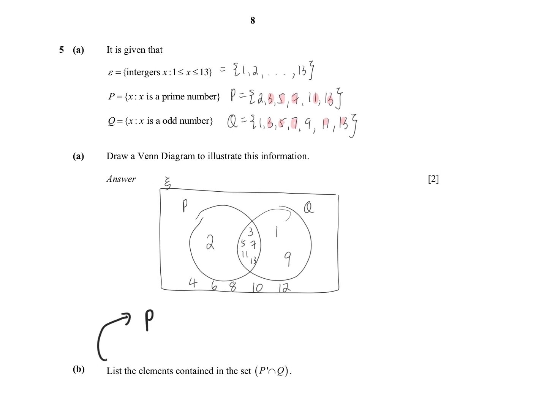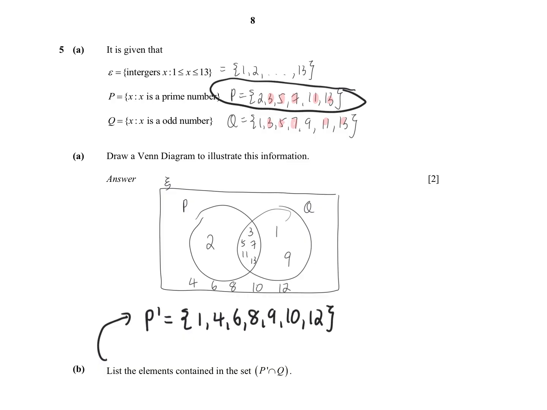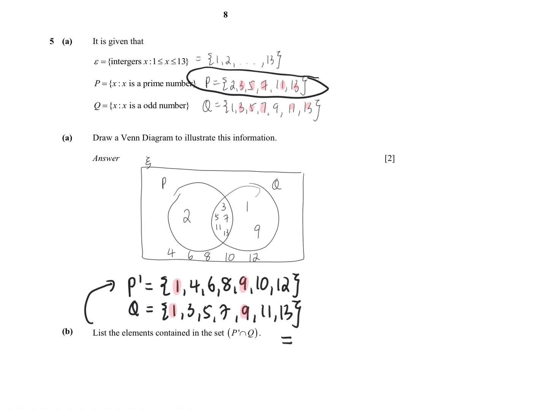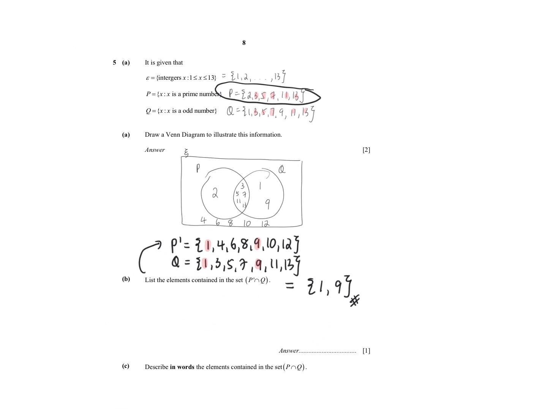Okay, next one, P complement. Is everything except P. So it's 1, 4, 6, 8, 9, 10, 12. And I want it to overlap with Q. So Q is 1, 3, 5, 7, 9, 11, 13. Intersection means they must be common. So it's just 1 and 9. Because it's a set, make sure when you list out, it looks like this. Okay? So this is part B's answer.